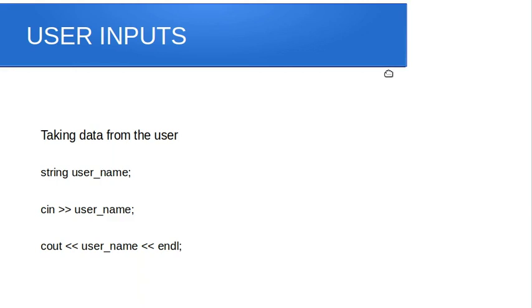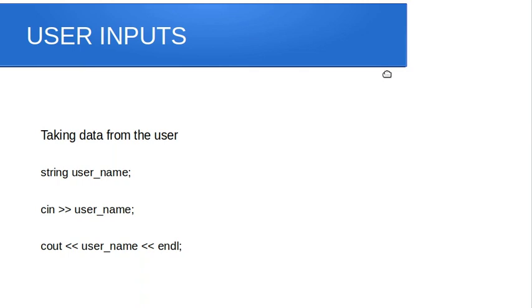So in today's tutorial, we're going to go over user inputs in C++. This is a continuation of our C++ series. In the last tutorial, we discussed strings and data types. In this tutorial, we're going to continue with how to take user inputs. User inputs are just data that the user enters into your program or application, or whatever it is that you're creating.